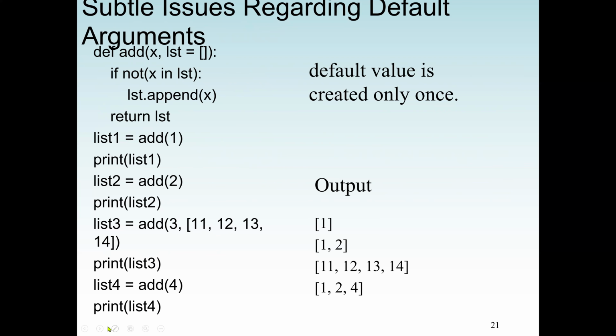So here, let's go through the output. If I had 3, 11, 12, 13, and 14, the output here will give me 1, because the difference is 11, 12, 13, 14. Now, if we print list 3, list 3 is 11, 12, 13, 14, so it will print 11, 12, 13, 14. Then add list 4. If it's 1, 2, 4, then it will come. Then we print it.